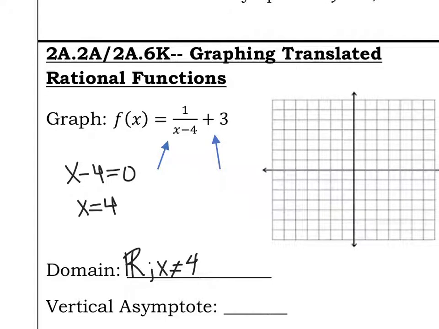There's a couple different ways to write this. If we wanted to graph it, let's say here's 4. Well, this is negative infinity. This is positive infinity. And basically, it's all real numbers this way and this way. We could also write negative infinity to 4, both with parentheses, union 4 to infinity.